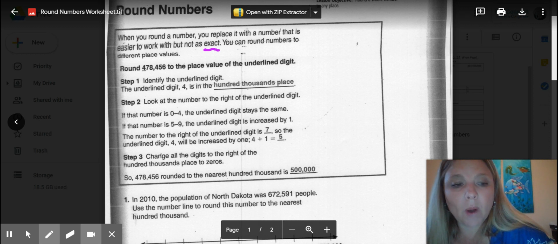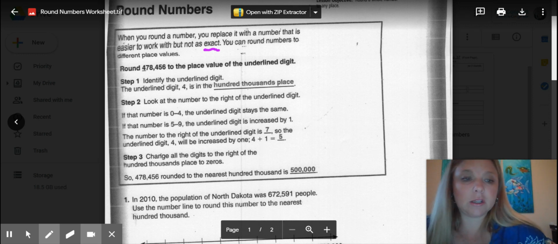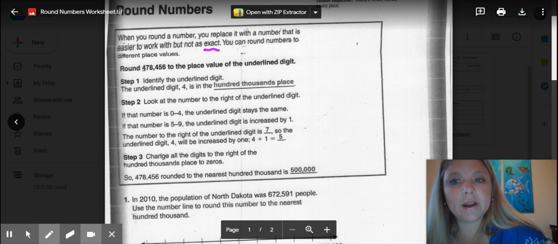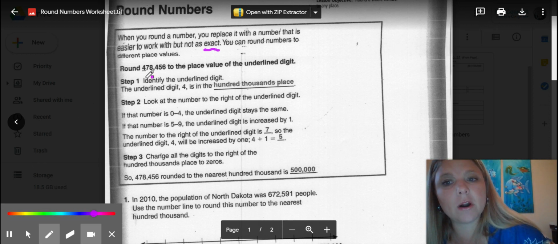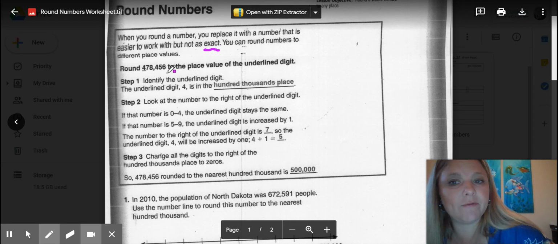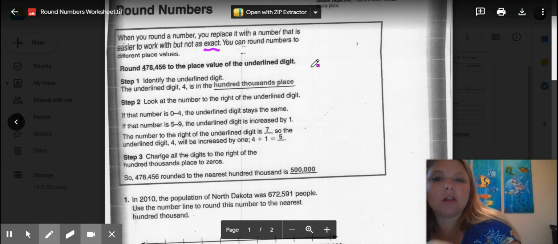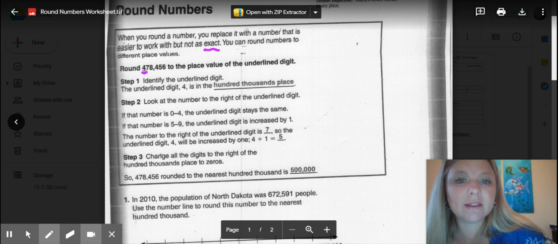Now, you can round numbers to different place values, depending on the value that the author wants you to round to. For example, in this problem, round 478,456 to the place value of the underlined digit. Look at the number 4. That's what's underlined. That is in the hundred thousands place.